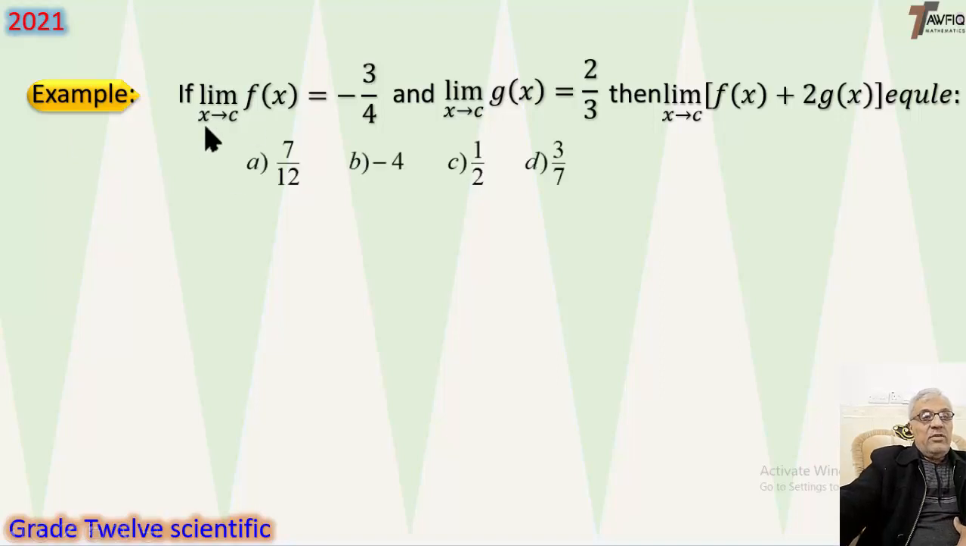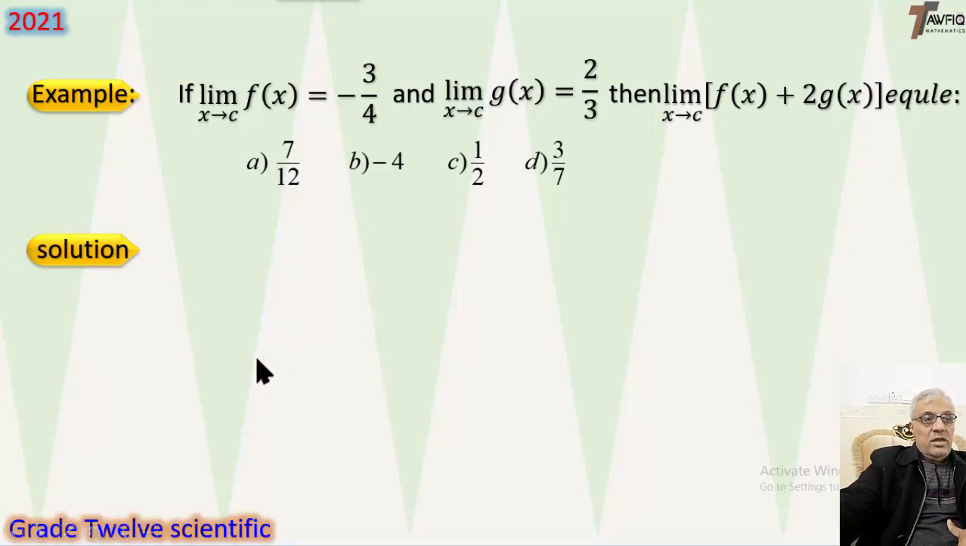Example: if the limit as x approaches c of f(x) is equal to minus 3 over 4, and the limit as x approaches c of g(x) is equal to 2 over 3, then the limit as x approaches c of f(x) plus 2 times g(x) is equal to a, b, c, or d.